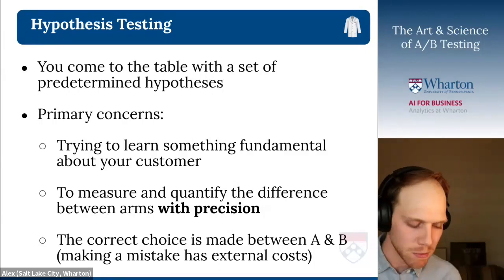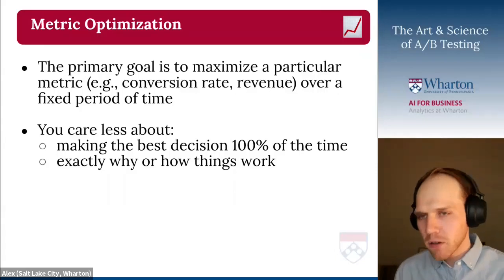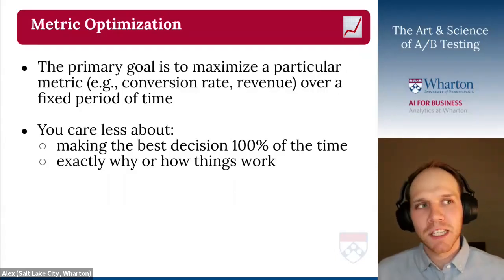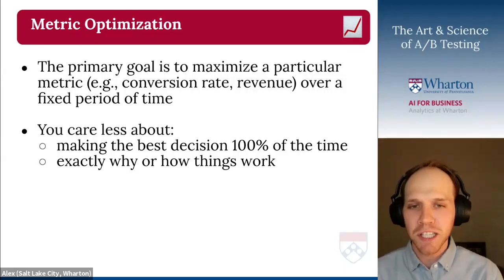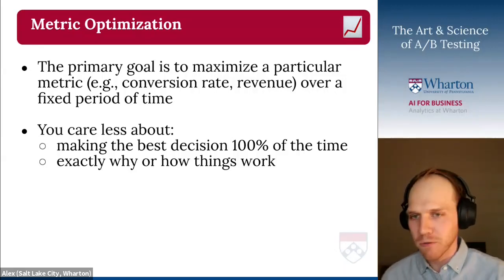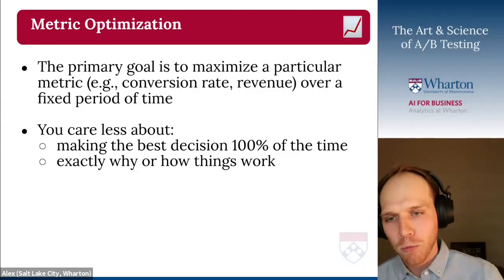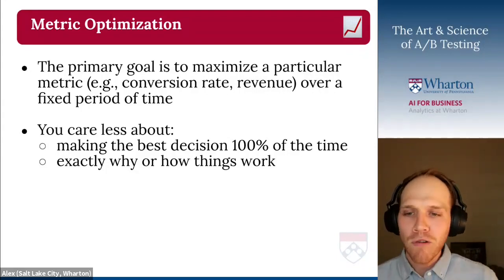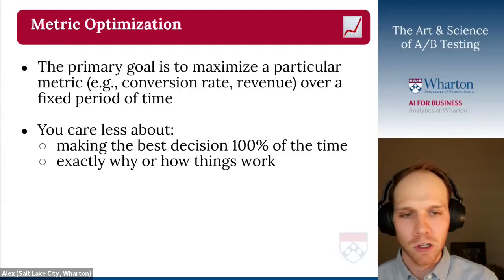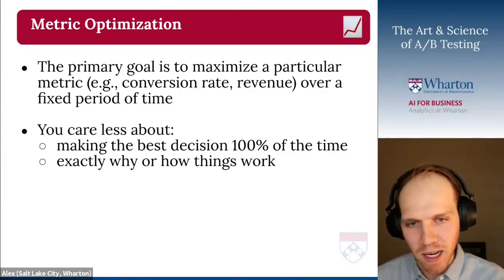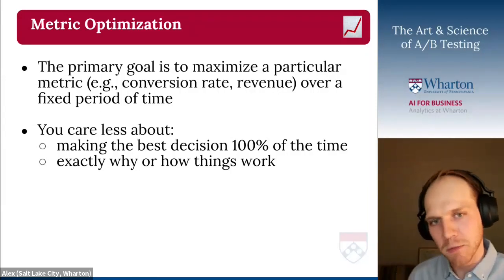On the other hand, in the metric optimization paradigm, the primary goal is to maximize a particular metric that you're interested in. For example, conversion rate or profits or revenues over a fixed period of time, right? So that's your principal number one goal. You would like to have precision. It would be nice, but your main goal is to maximize profits.